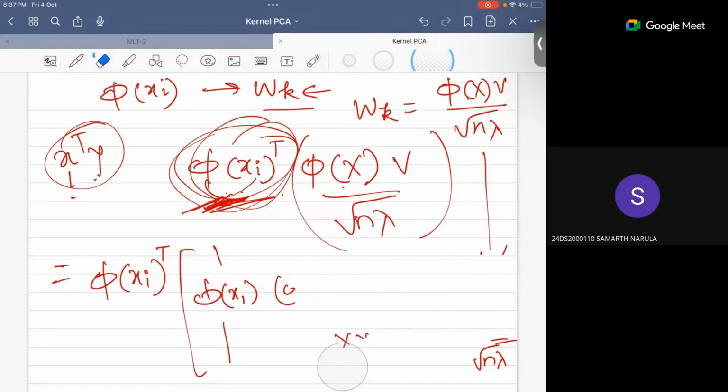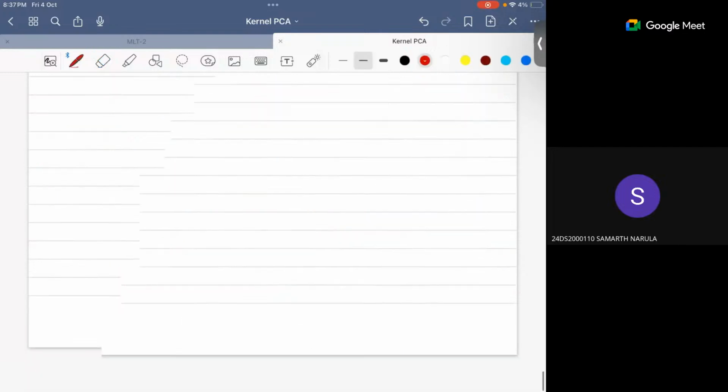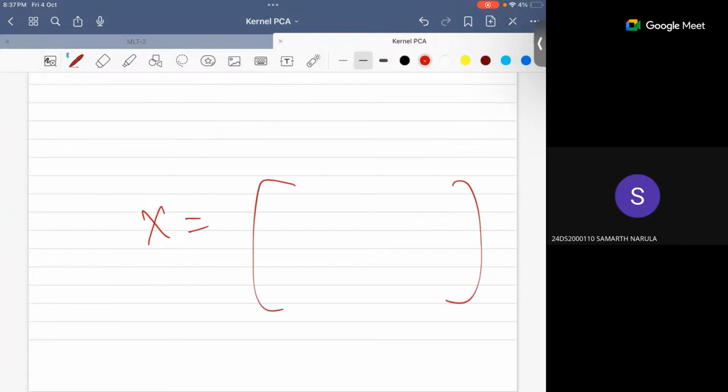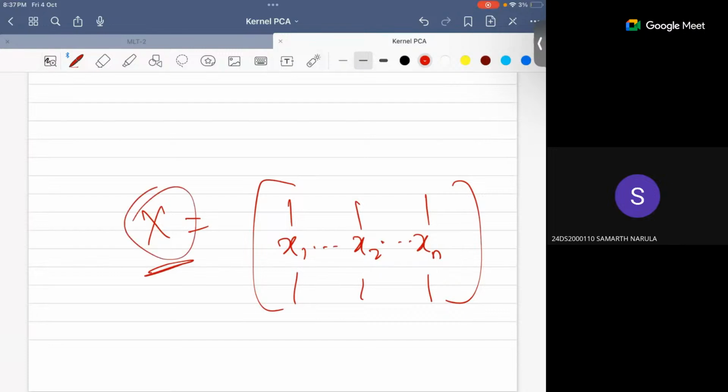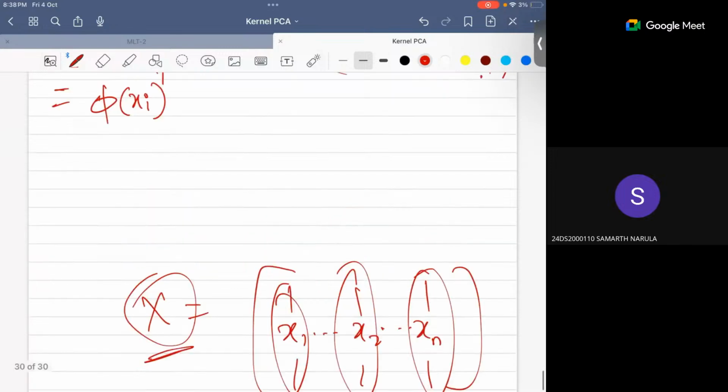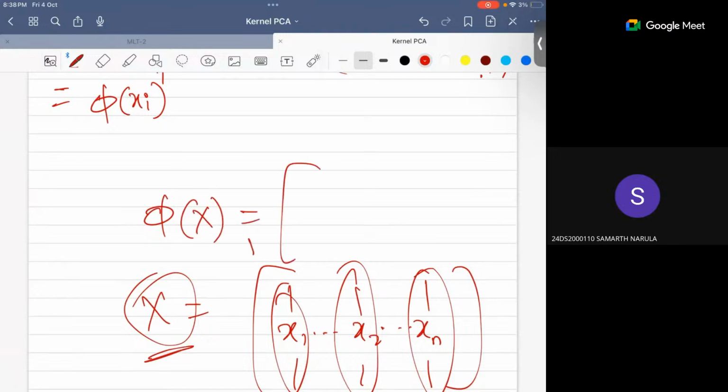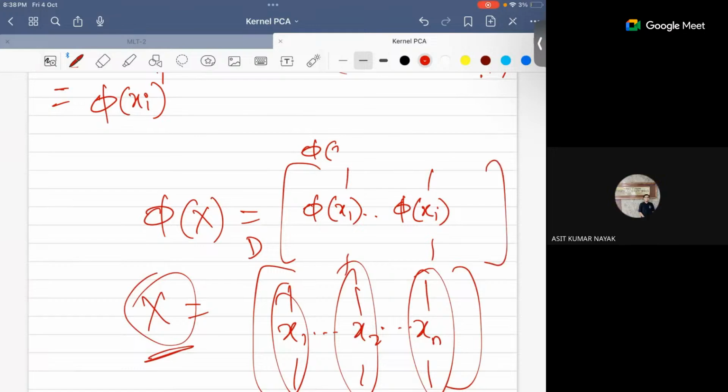See, I'll just delete all this. If I'm writing the X matrix, how do you write the X matrix? This is X1, this is X2, Xn, correct? If you have the X data matrix, how do you write it? This is X1, this is the data set, Xn. If I'm writing phi of X, this will be the D dimension, but this will be what? Phi of X1, phi of X2, similarly phi of Xi, correct?